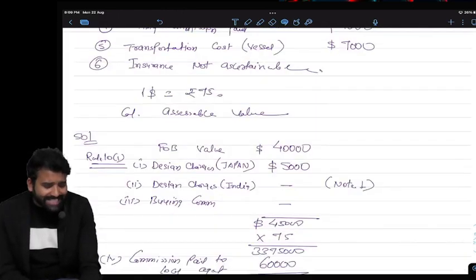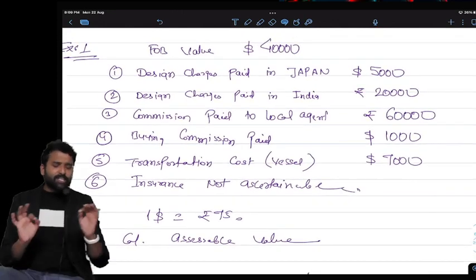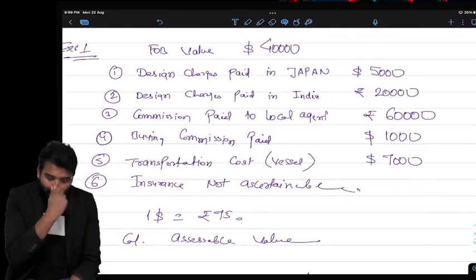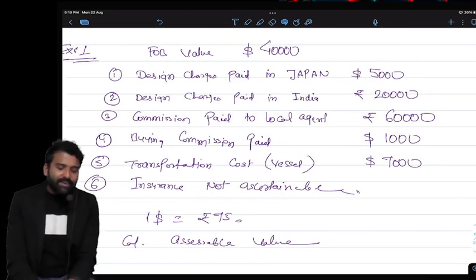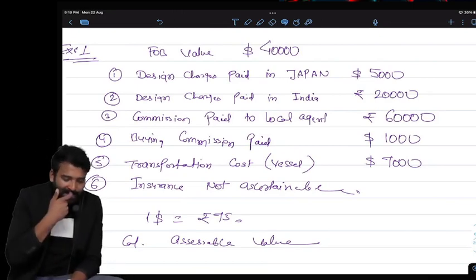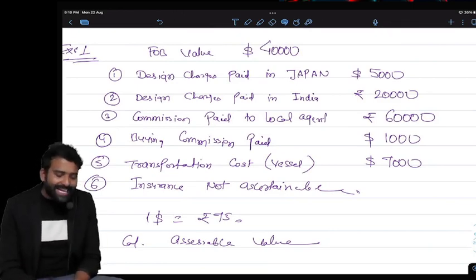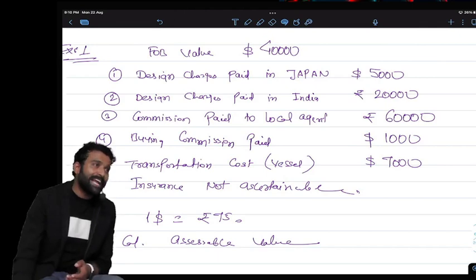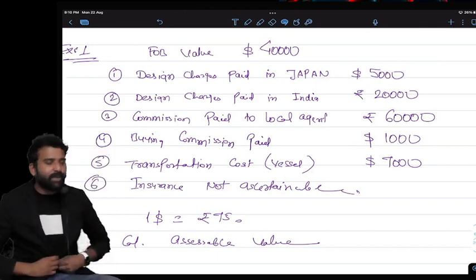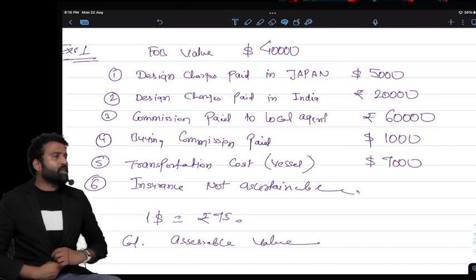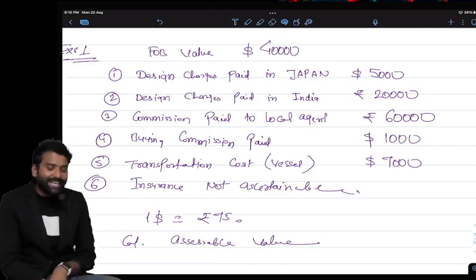I have a lot of examples. Just look at the first example. I will discuss it fast. FOB given is 40,000. Now in the first point they are saying, other than FOB, designing charges paid in Japan. Tell me, now you have to answer it fast, whether designing charges paid in Japan should be added in valuation or not. Added, because if I am paying the designing abroad, it will be added.